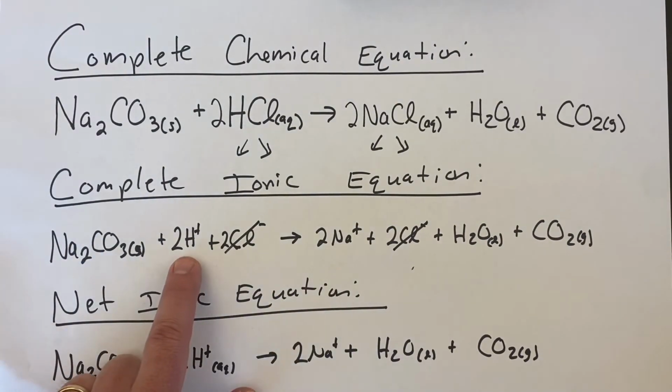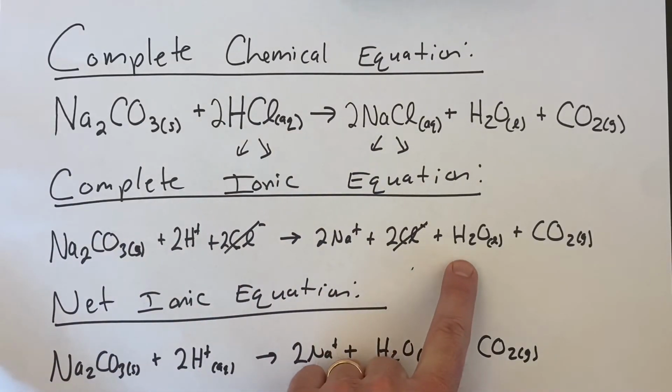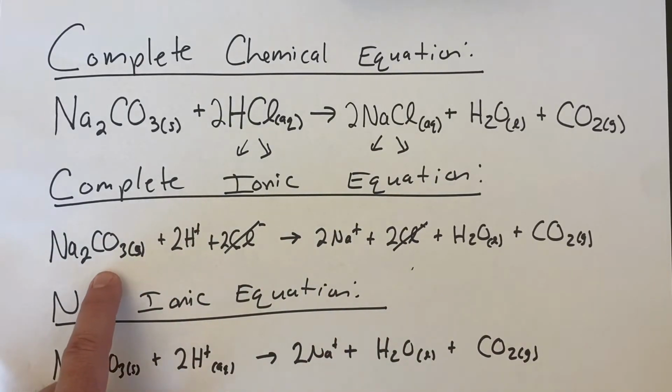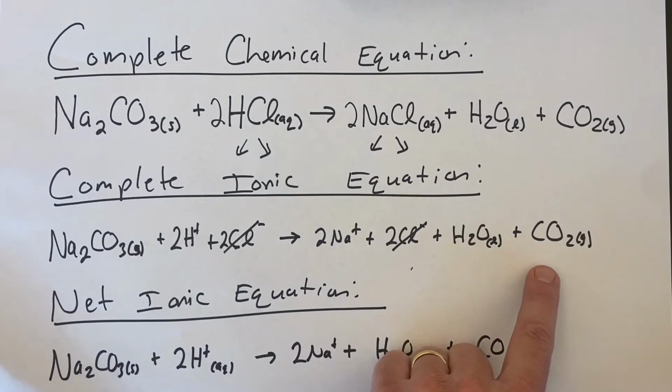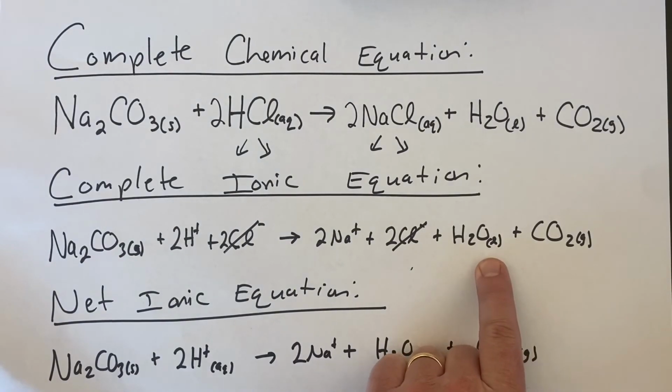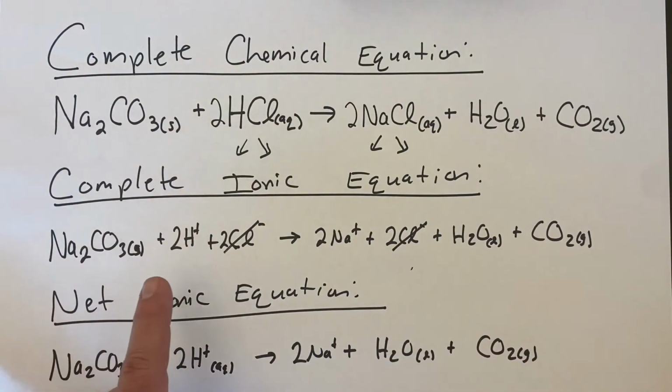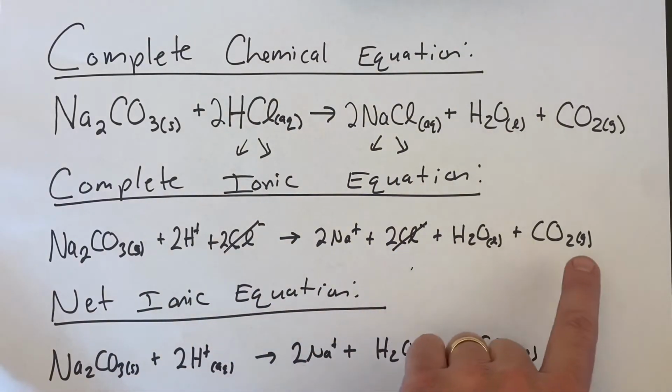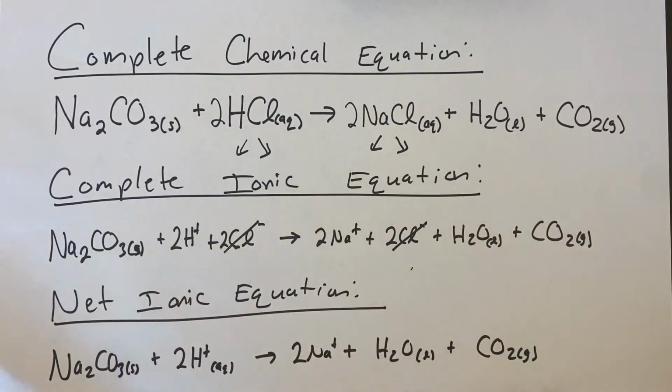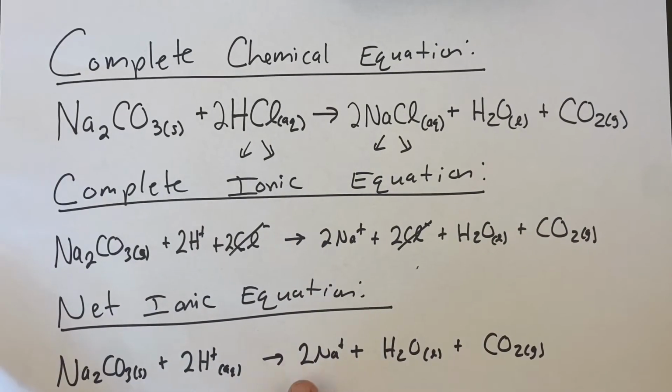The hydrogen ions started aqueous and ended up in a liquid. The carbonate started out with 3 oxygens and ended up with 2 oxygens. One of those oxygens went over to the hydrogen to make the water. And so everything that remains actually changed during the reaction. So I left it all down here in my net ionic equation. The only thing I omitted was the chloride ions.